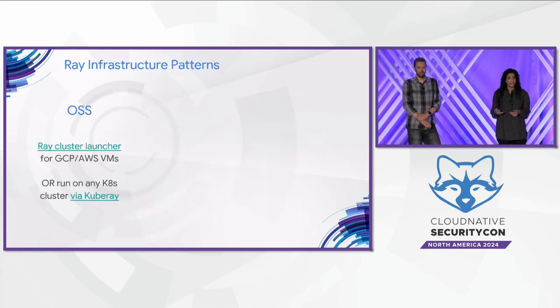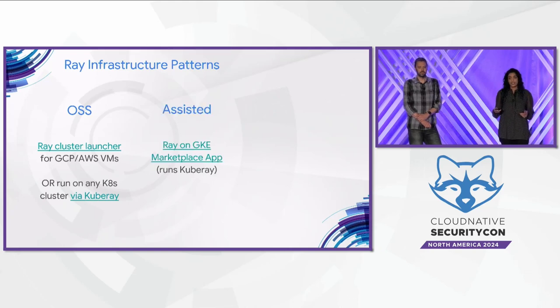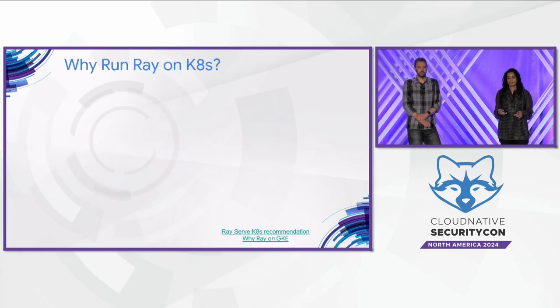So how are we seeing Ray in the wild? Well, it is an open source platform, so there's open source tooling. You can run the Ray cluster launcher on cloud providers like Google Cloud and AWS VMs. You can use KubeRay to deploy on Kubernetes. And then there are other methods to increasingly get help. You can run the marketplace app, run Ray on GKE, use the managed solution from Anyscale, the company behind Ray, or run Ray on Google Vertex AI.